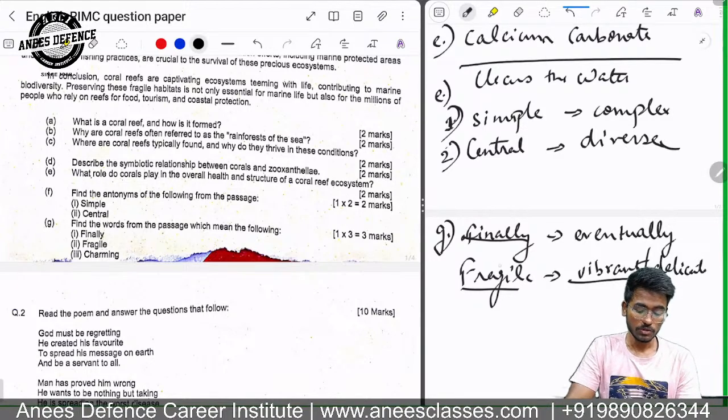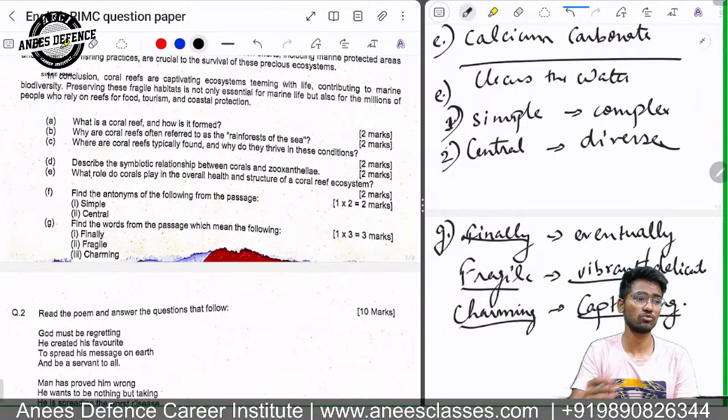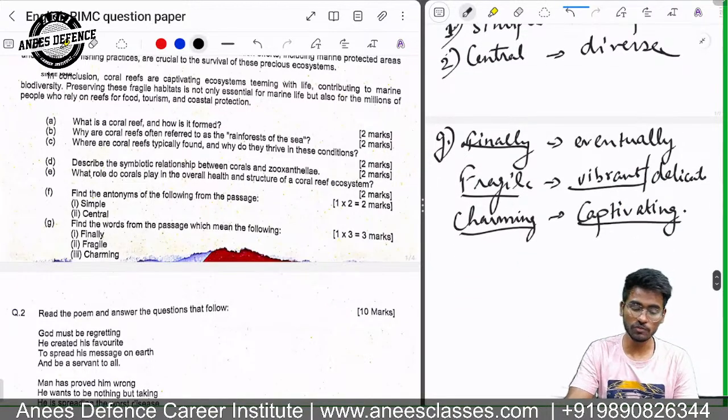Okay. Charming. What is the similar word of charming? It is nothing but captivating. Charming का मतलब होता है कि बहुत fascination, उसको देख के बहुत अच्छा लगता है. ठीक है. You get a different vibe. Captivating is the similar meaning or the closest meaning of charming.